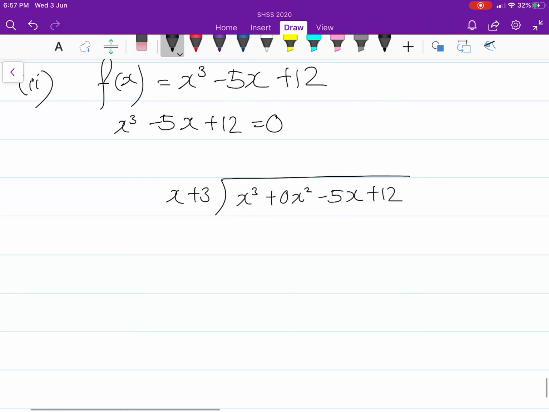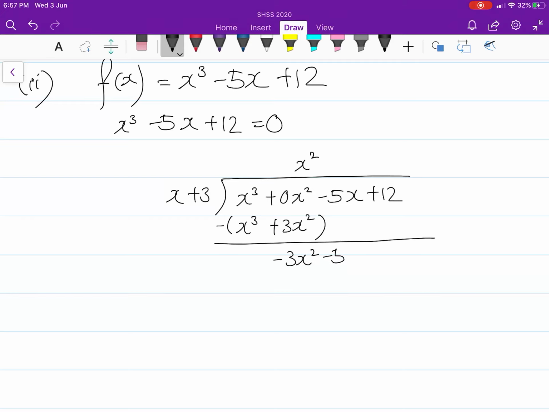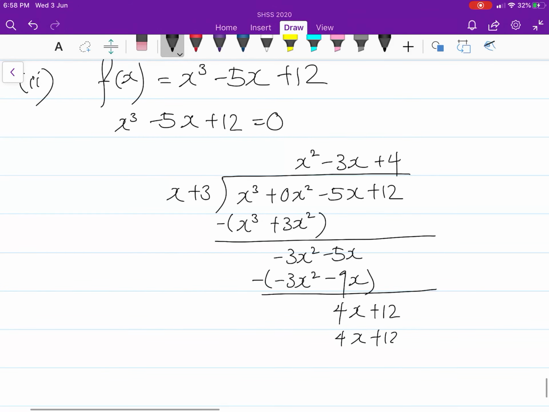Okay, I'm going to factorize it. So x squared multiplied by x gives you x cubed plus 3x squared. Then you get minus 3x squared. This is minus 5x, I need to minus 3x here. Then I get minus 3x squared minus 9x. And then this is 4x plus 12. So this is plus 4. 4 times x, 4x plus 12. My remainder is 0. Alright, this is my long division.